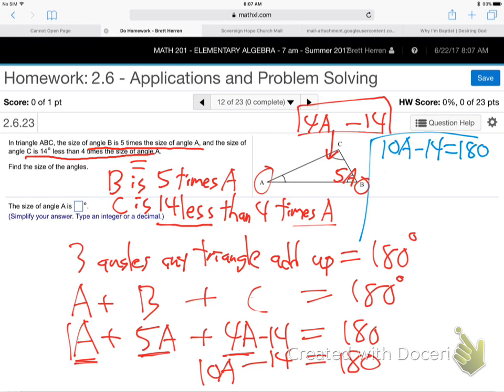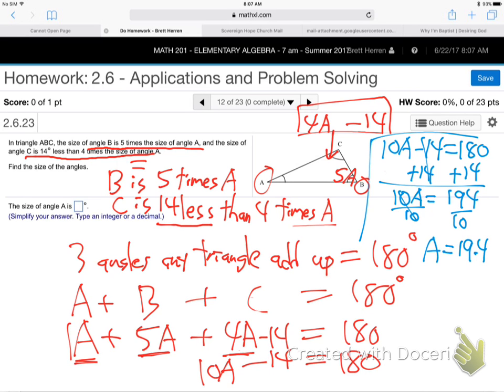So solve for A. Add 14 to both sides. 10A is 194. Last step in solving for A: divide by 10. A is 19.4. So A is 19.4. And they probably want all the angles. Do they just want A?